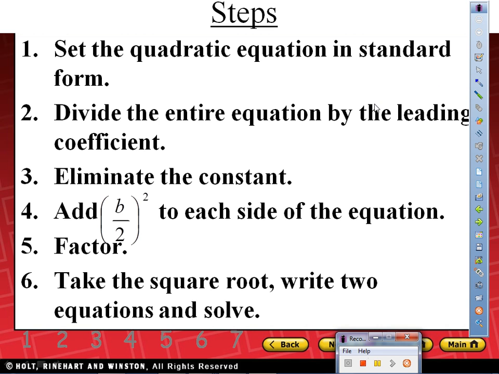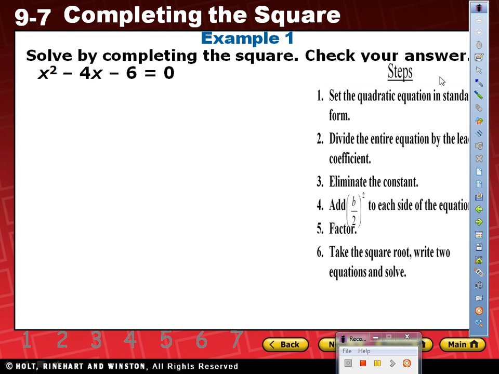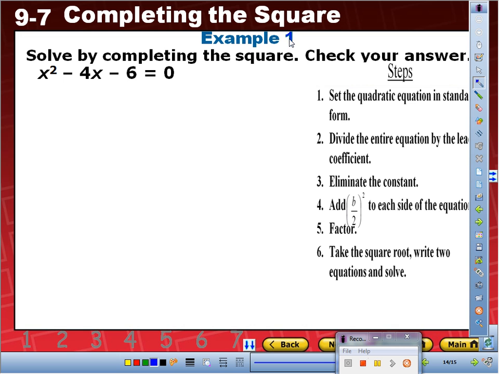Example 1. Copy this. It says, solve by completing the square and check your answer. Example 1, x squared minus 4x minus 6 equals 0. Copy that up here. So I'm going to go through all 6 steps so you guys can see. That's why I wrote them here, because it's pretty lengthy.